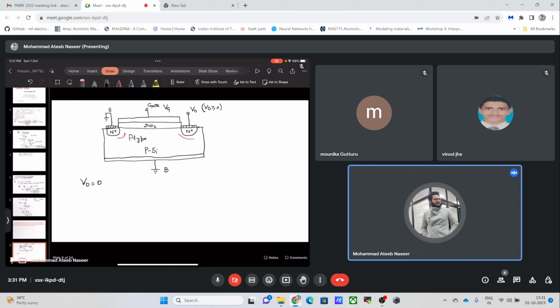So we will say that when this MOSFET is given a drain voltage of 0 volts, and this VG, the gate bias, is less than or equal to the threshold voltage, this MOSFET will be in accumulation or depletion. These are the two cases only.